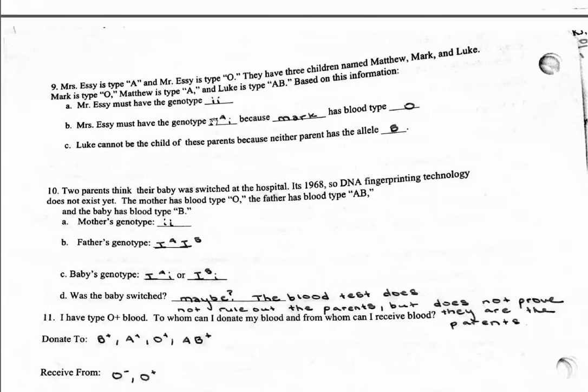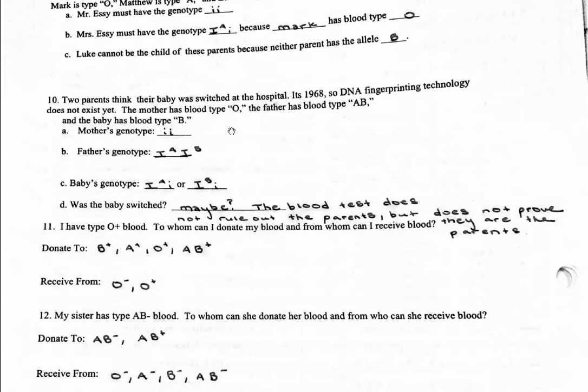Okay. Number 9. So Mrs. Essie is type A, so we're not totally sure about her genotype until we keep reading, but we know that Mr. Essie's little i. Since their son, Mark, is type O blood, you therefore know that Mrs. Essie has to be IA, little i, for that to combine and make O blood. You know Luke isn't their kid because there is no B allele here with the parents, so there's no way he could be the kid.